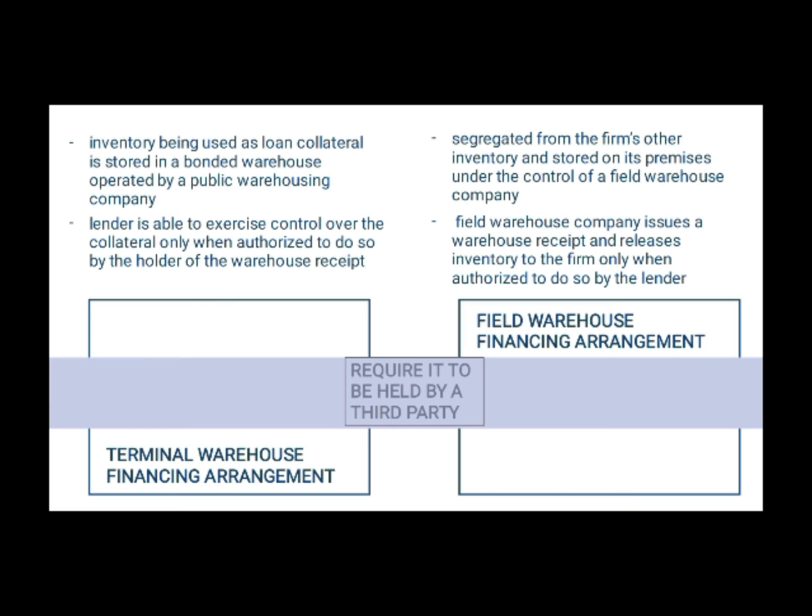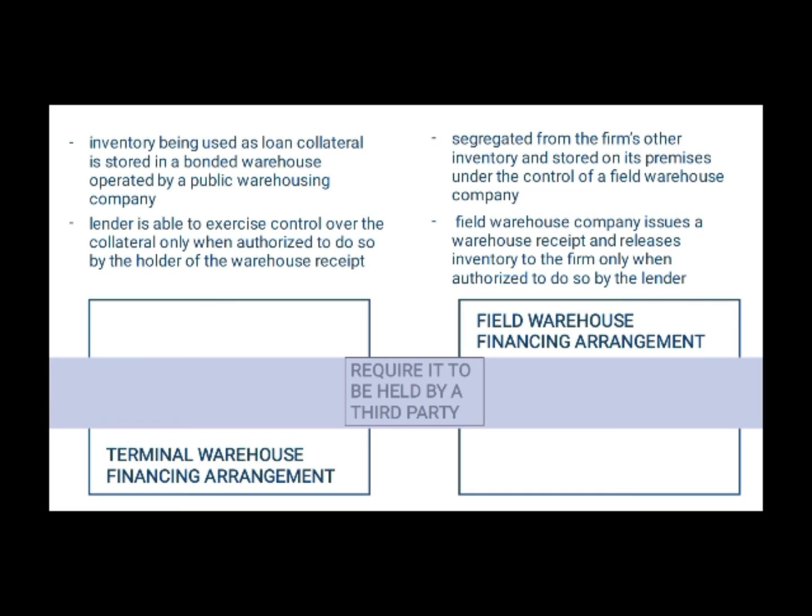First type of warehouse financing arrangement is the terminal. So in here, inventory being used as loan collateral is stored in a bonded warehouse operated by a public warehousing company. So it transports the collateral to a public warehouse. Lender is able to exercise control over the collateral only when authorized to do so by the holder of the warehouse receipt.